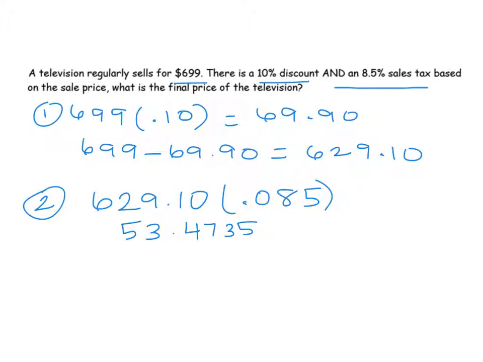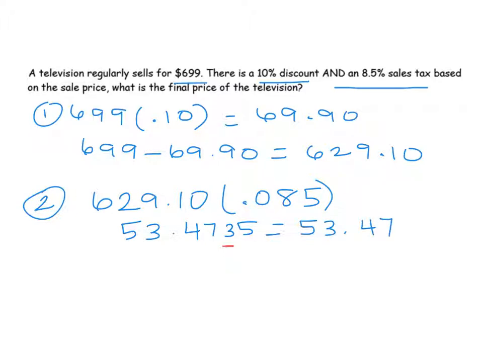And because we're talking about money, we need to round to the nearest hundredth, so we only want 2 places behind the decimal. So I'm going to look at this 3, and that's going to tell us to round the 7 up or stay the same. And since it's less than 5, we're going to stay the same. So this is going to round to $53.47.